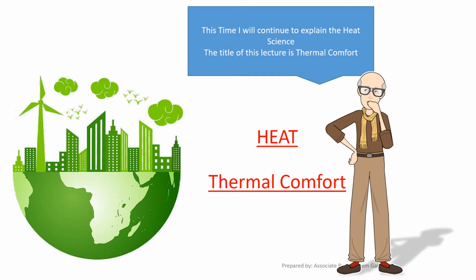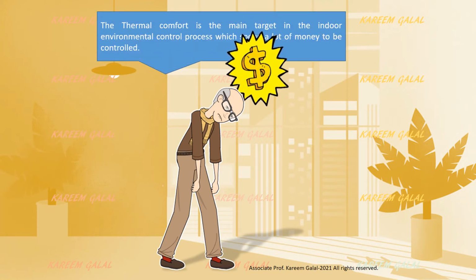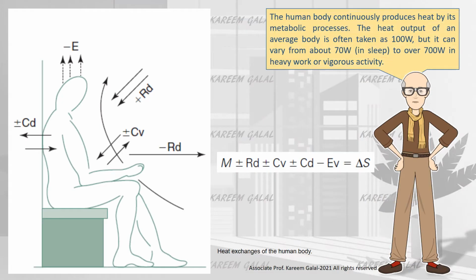The title of this lecture is Thermal Comfort. Thermal comfort is the main target in the indoor environmental control process, which spends a lot of money to be controlled. The human body continuously produces heat by its metabolic processes. The heat output of an average body is often taken as 100 W, but it can vary from about 70 W in sleep to over 700 W in heavy work or vigorous activity.